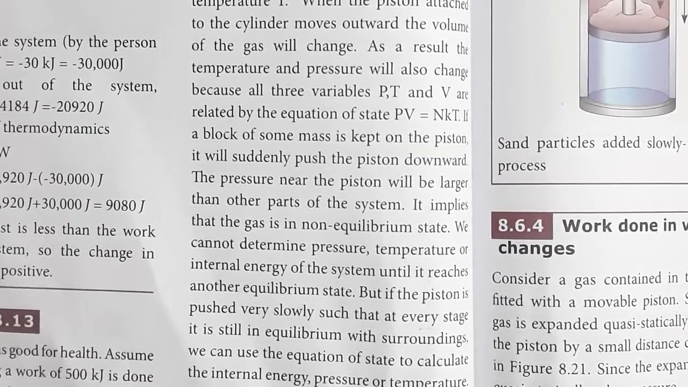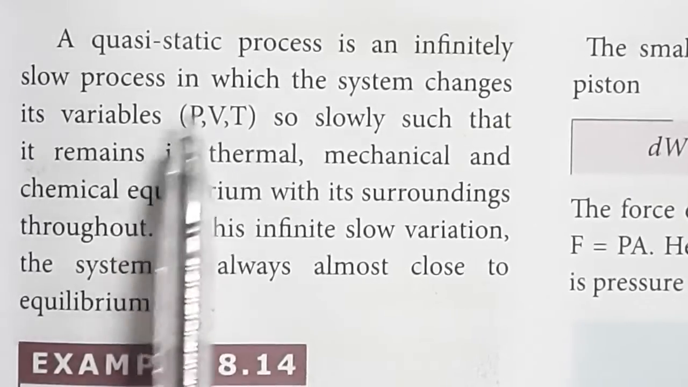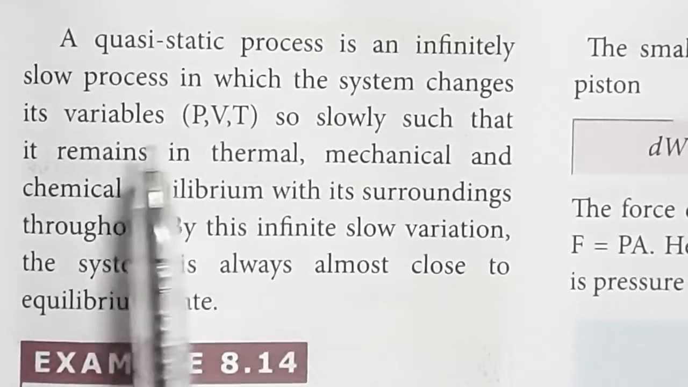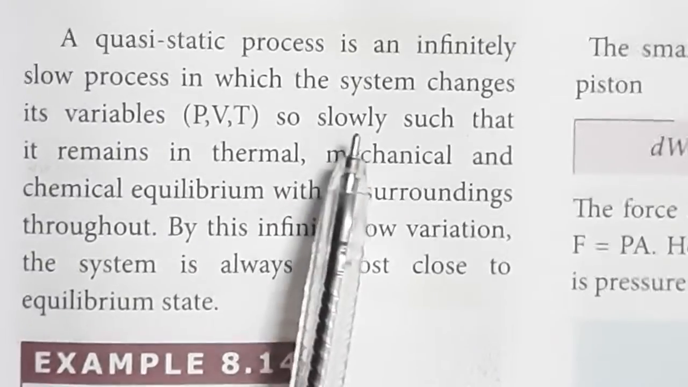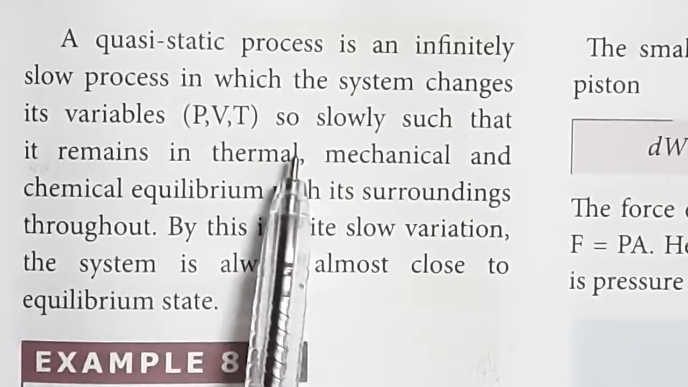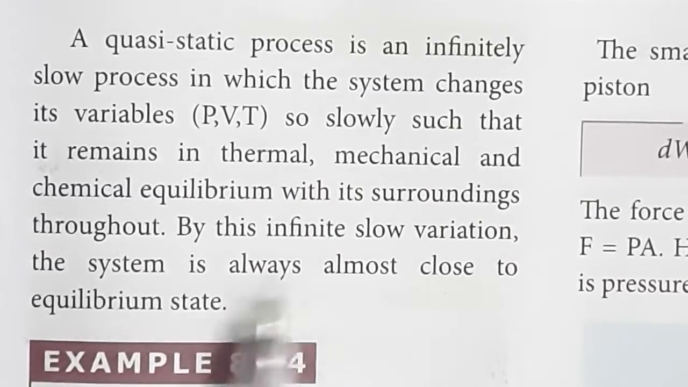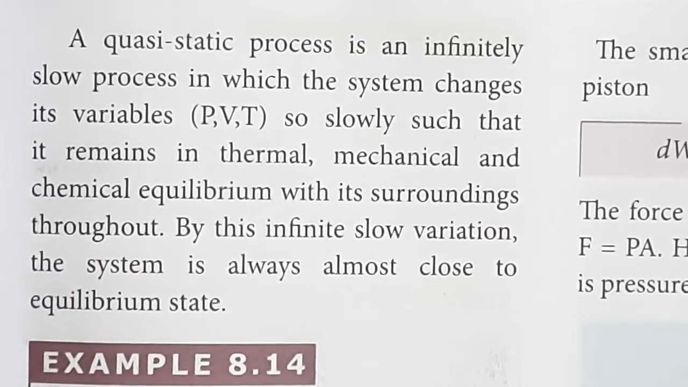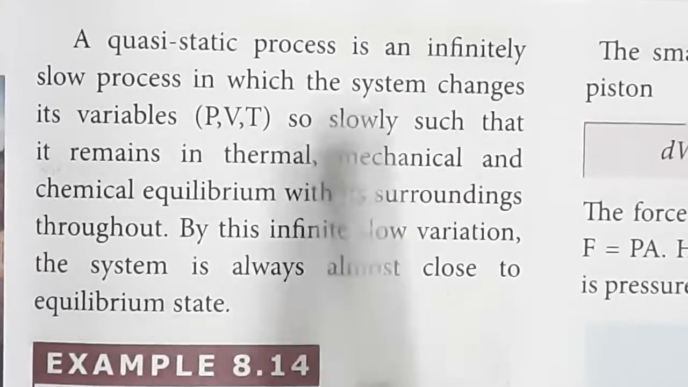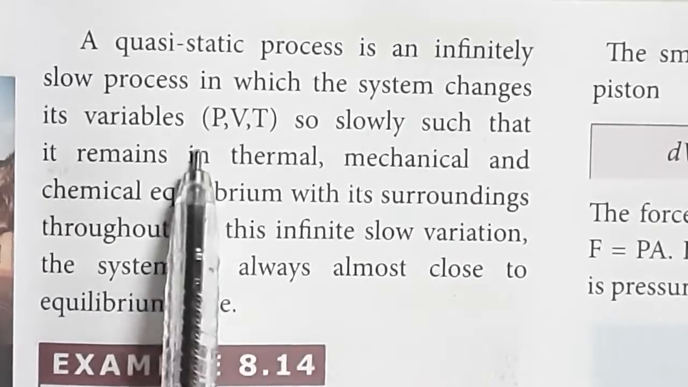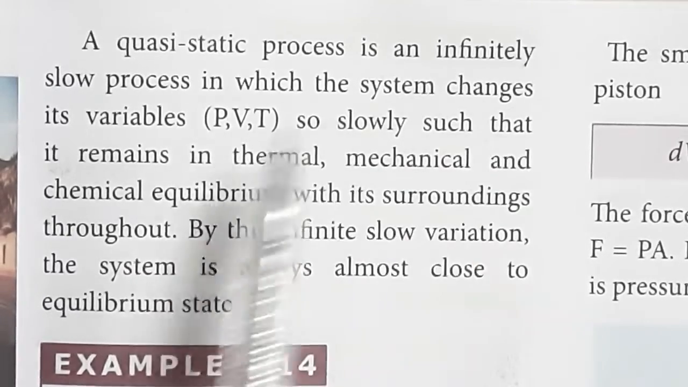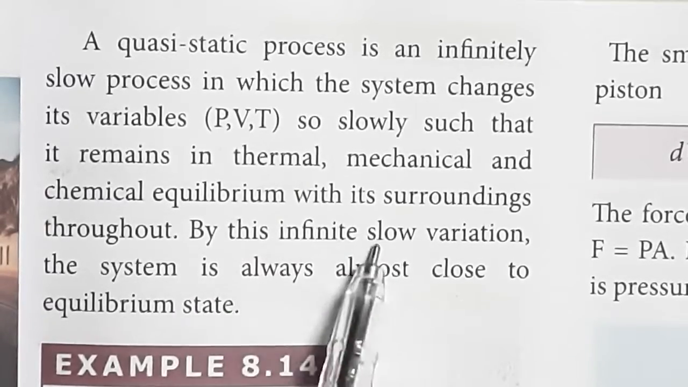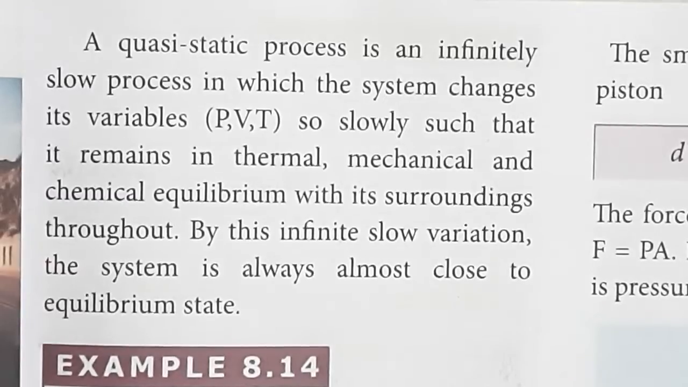So define quasi-static process. A quasi-static process is an infinitely slow process in which the system changes its variables P, V, T so slowly such that it remains in thermal, mechanical and chemical equilibrium with its surroundings throughout. By this infinitely slow variation, the system is always almost close to the equilibrium state. Understand? Infinitely slow process in which the system changes the variables pressure, volume, temperature so slowly such that it remains in thermal, mechanical and chemical equilibrium with its surroundings throughout. By this infinitely slow variation, the system is always almost close to the equilibrium state.